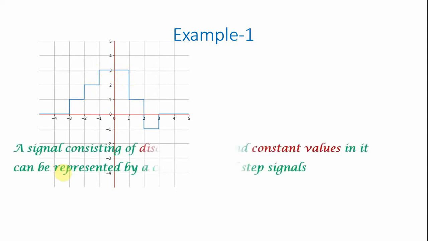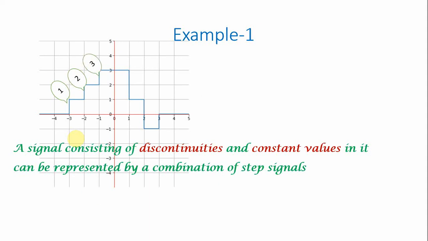Such a signal, which has discontinuities and constant values, can be represented mathematically by a combination of step signals. So let us see which are the discontinuities in this signal. Discontinuity 1 is at t is equal to -3, where the signal changes from 0 to 1. Before -3, the signal value is 0. And the second discontinuity is at t is equal to -2, where the signal value changes from +1 to +2.